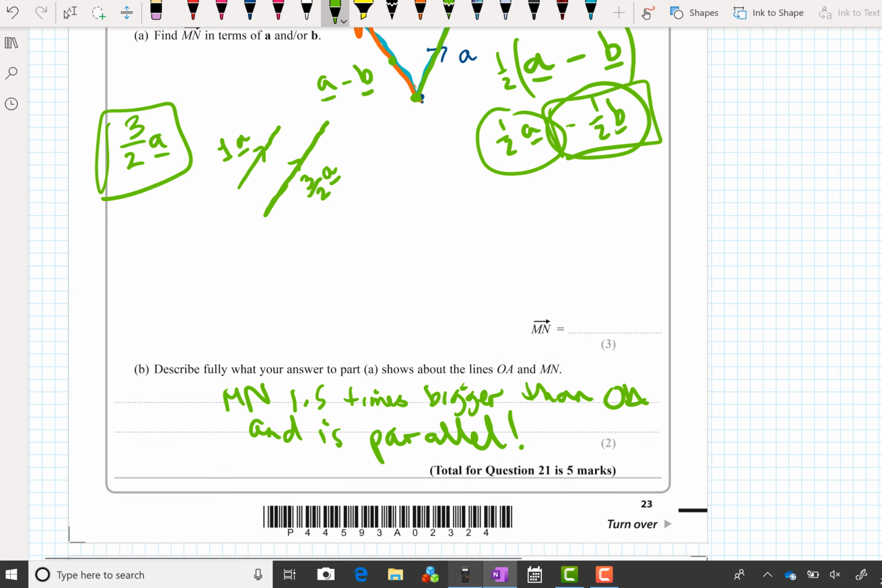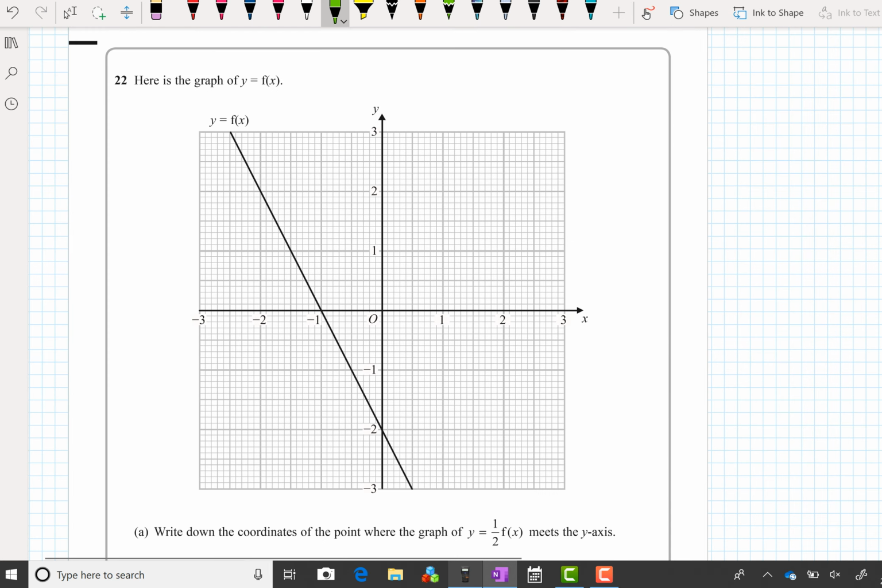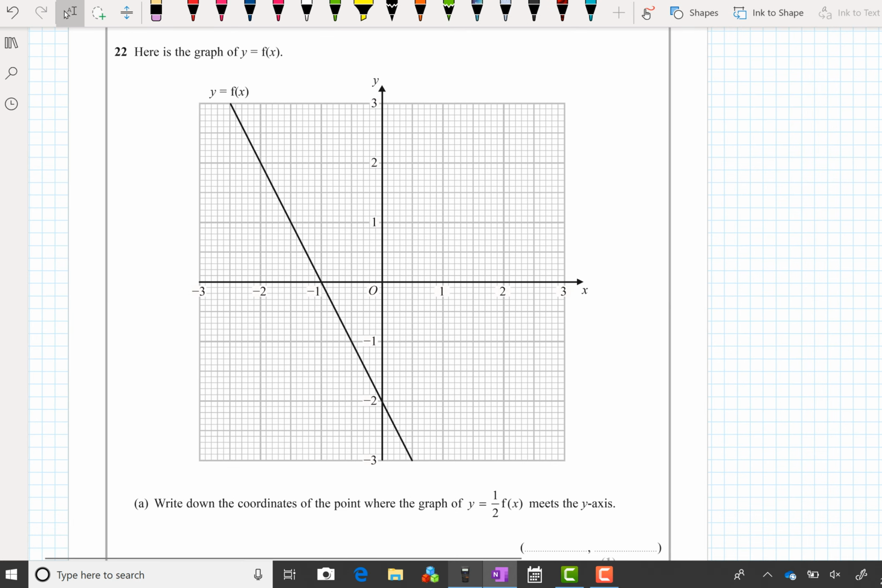Here's the graph, y equals f of x. Write down the coordinates of the point where the graph y equals a half f of x meets the axes. So we're shrinking it, right? So, write down the coordinates of the point where a half. So if we've got a graph and we are shrinking it, so if I'm to think about what this would be.